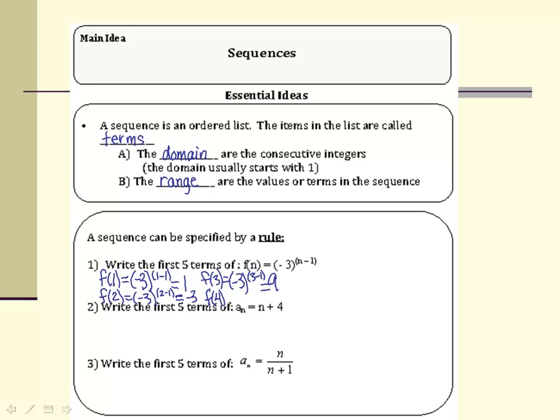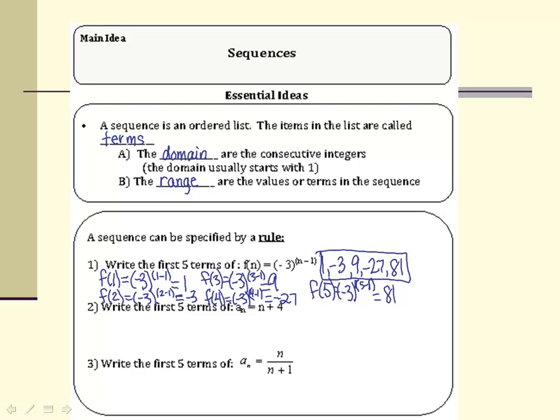F of 4 is negative 3 to the 4 minus 1 power, so that's really negative 3 to the third power, which is negative 27. And then f of 5 is negative 3 to the 5 minus 1 power, which is really negative 3 to the 4th, which is 81. So my first 5 terms are 1, negative 3, 9, negative 27, and 81. Those are my first 5 terms for this problem.